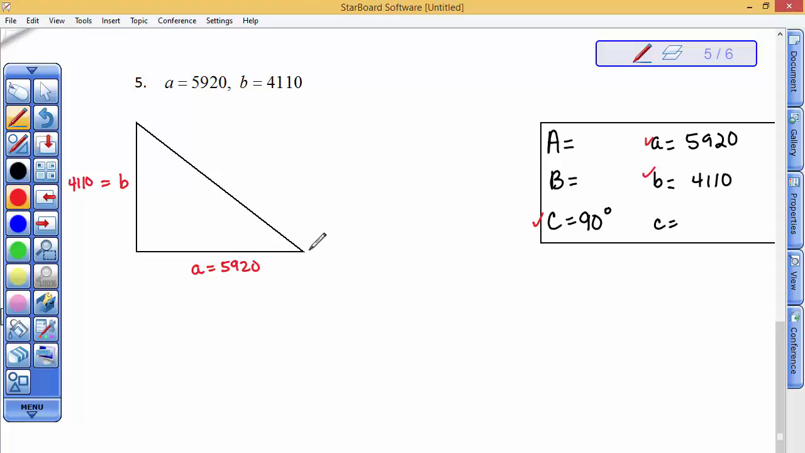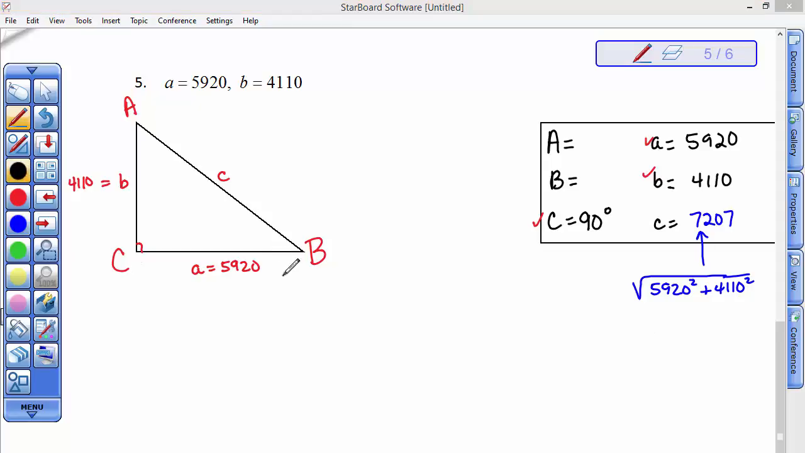All right, with that, then this should be called angle B because it's opposite side B. If this is side A, this should be called angle A. Here's angle C, and I don't know what side C is. I'm going to go back to my black. So actually, I think I'll use blue. So first step, easy step, find side C by Pythagorean theorem. So take the 5920 squared plus the 4110 squared, because those are the two legs, and take the square root. And when you do that, you should get 7207.